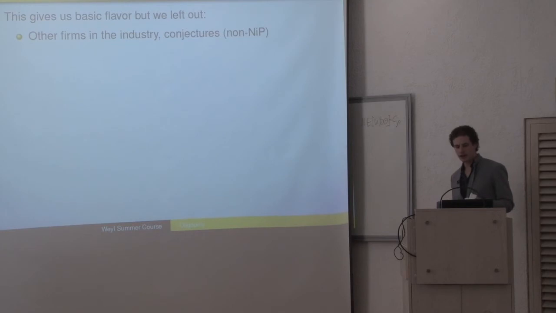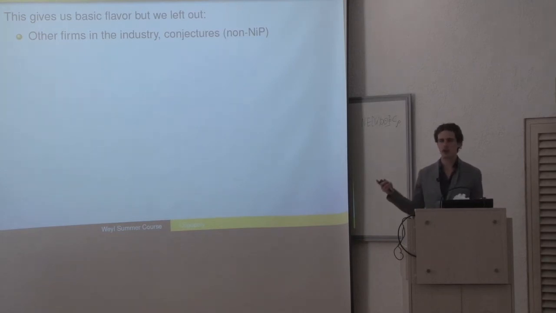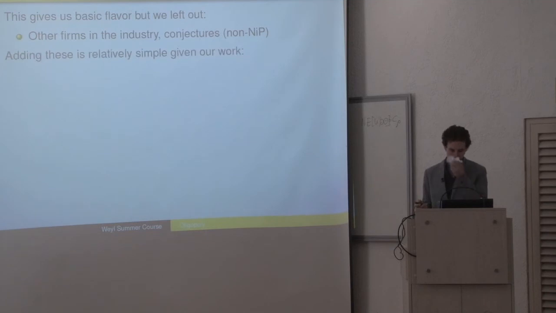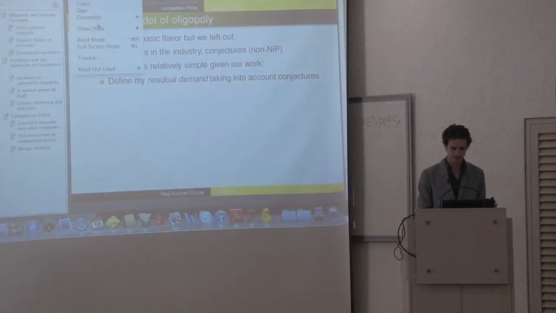So one is that there are other firms than these two firms in the industry, and the firms may have conjectures about what the other firms are going to do. They may not take their prices as given, right? Adding these features in is relatively simple given everything that we've already talked about, and that's exactly what I'm going to try to do in the rest of the lecture.